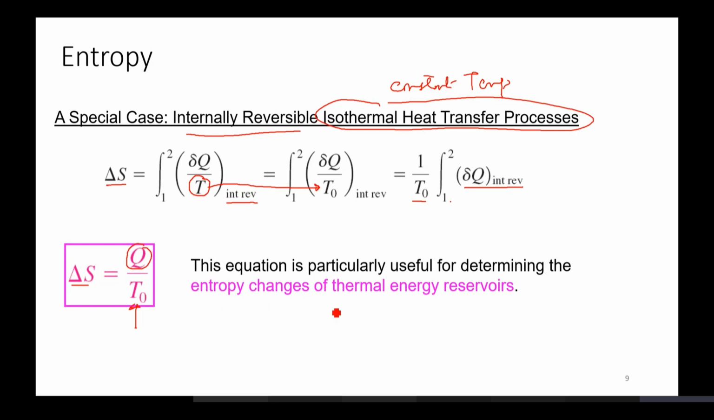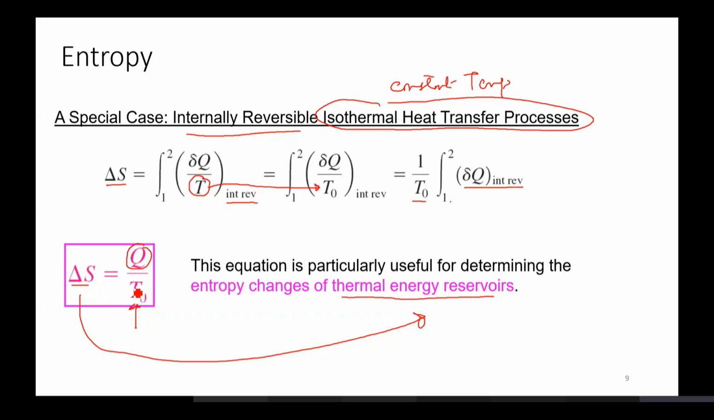This is particularly relevant to thermal energy reservoirs. If you remember, thermal reservoirs are defined as reservoirs that provide heat or consume heat without change in their temperatures. So whenever a heat interaction is taking place with thermal energy reservoirs, you can express the entropy change of that reservoir as the heat supplied by or accepted by the reservoir divided by the temperature of the reservoir. Clear enough?